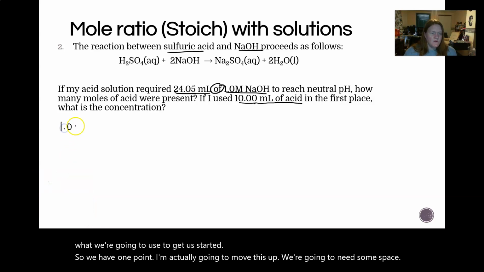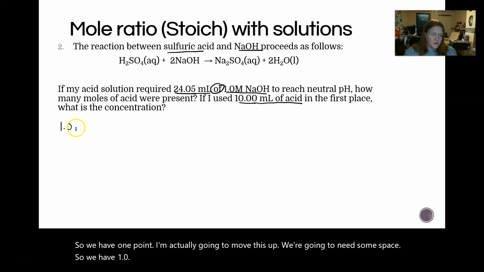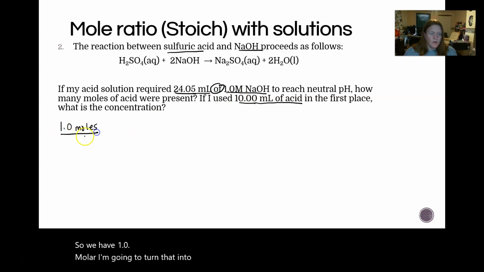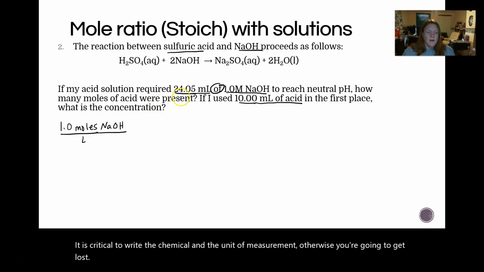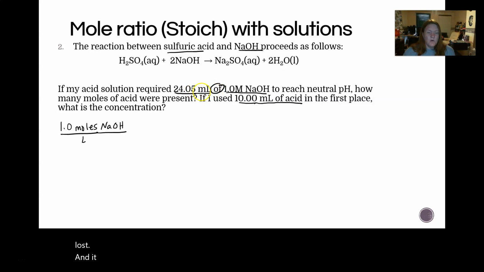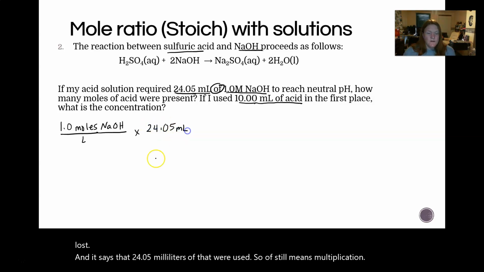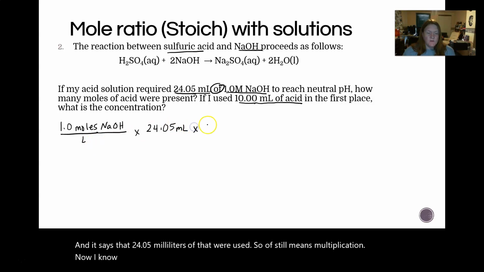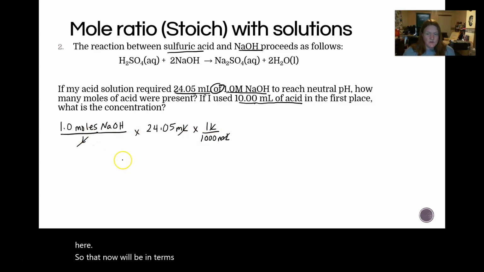So we have 1.0 molar. I'm going to turn that into moles per liter of NaOH. It is critical to write the chemical and the unit of measurement, otherwise you're going to get lost. And it says that 24.05 milliliters of that were used. So of still means multiplication. Now I know that liters and milliliters don't cancel, so I'm going to do an additional conversion here, so that now we'll be in terms of moles of NaOH.